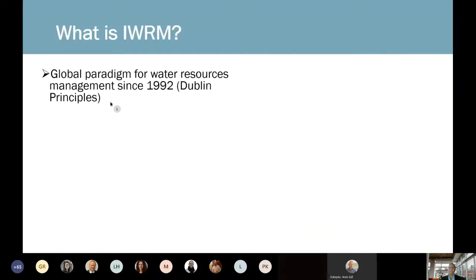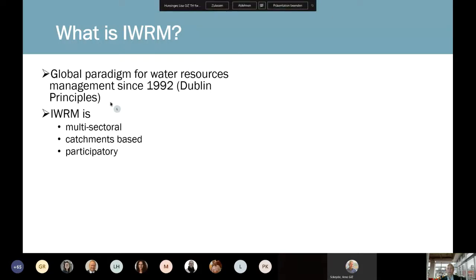So what is IWRM? It's meanwhile the global paradigm for water resources management since almost 30 years. It is multi-sectoral, catchment-based, and participatory, so it moved away from a technocentric perspective on water resources management.